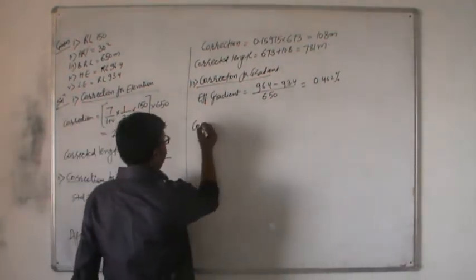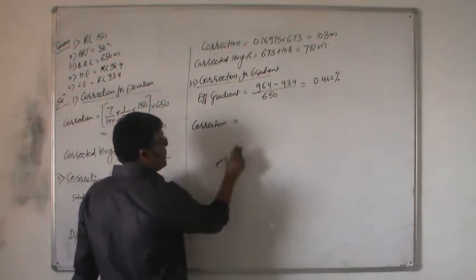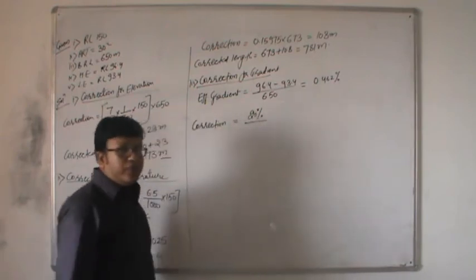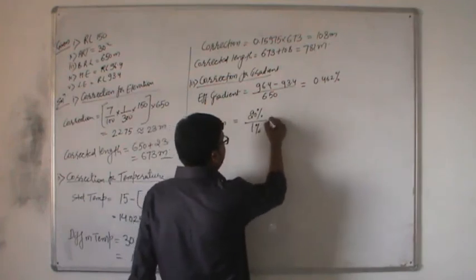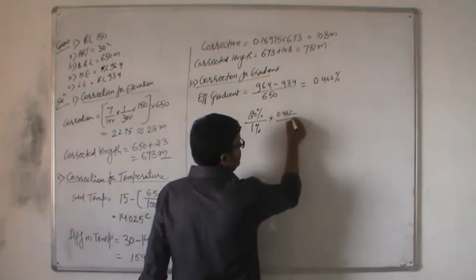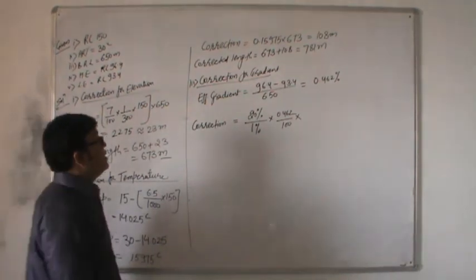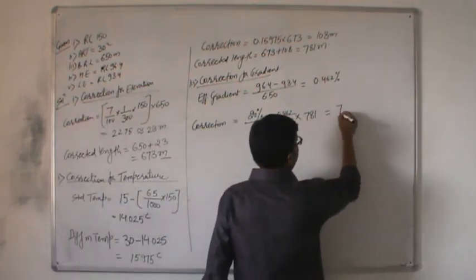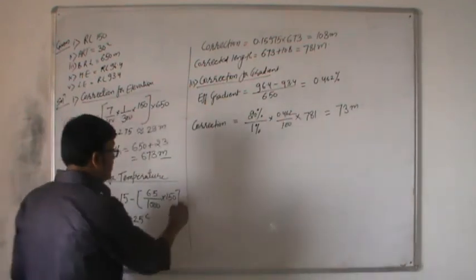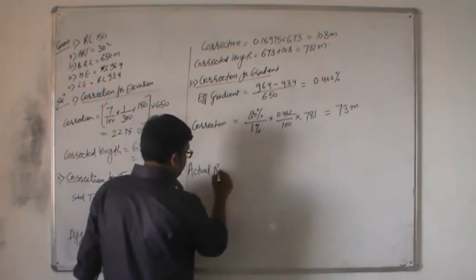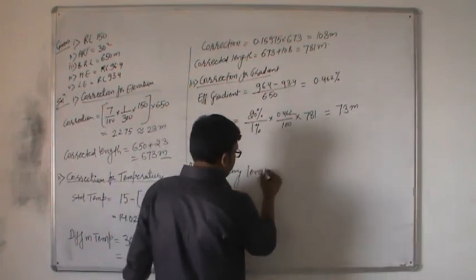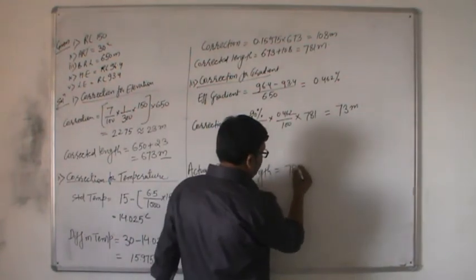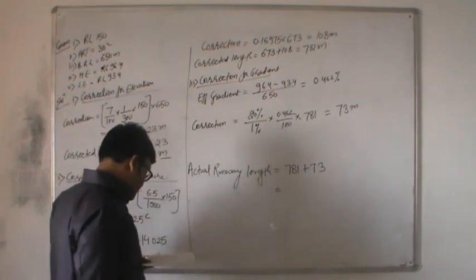Now we will apply the correction. What is the correction for gradient? We said that the runway length should increase at a rate of 20% for every 1% effective gradient. Here we have the effective gradient as 0.462%. So I will write it divided by 100, and it will be multiplied by the length, that is 781 meters. If I do this, I will get the correction for the gradient. It is 73 meters. We got it. So now we will find the actual runway length. The 781 meters is after applying the correction up to temperature. So this is 781 plus 73. So we got the actual runway length as 854 meters.